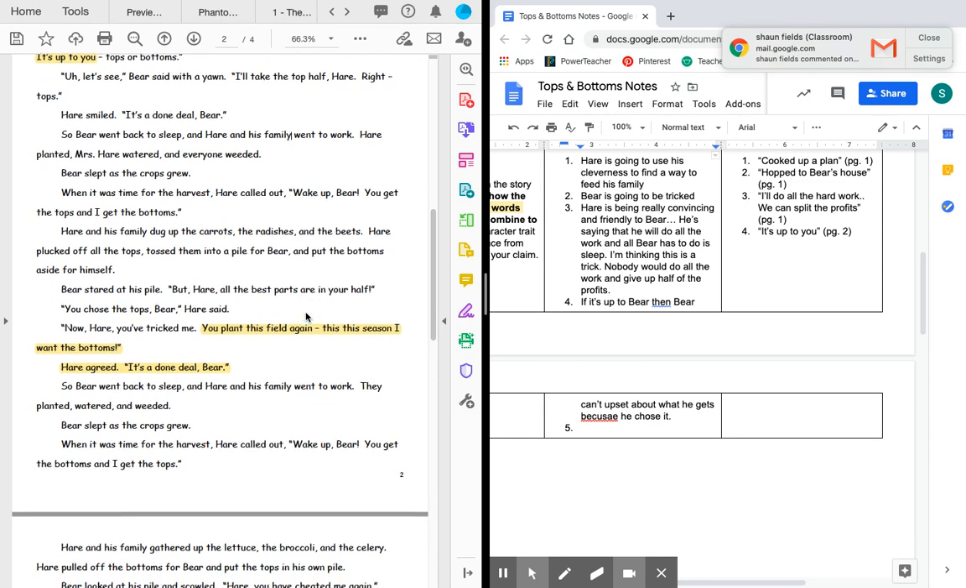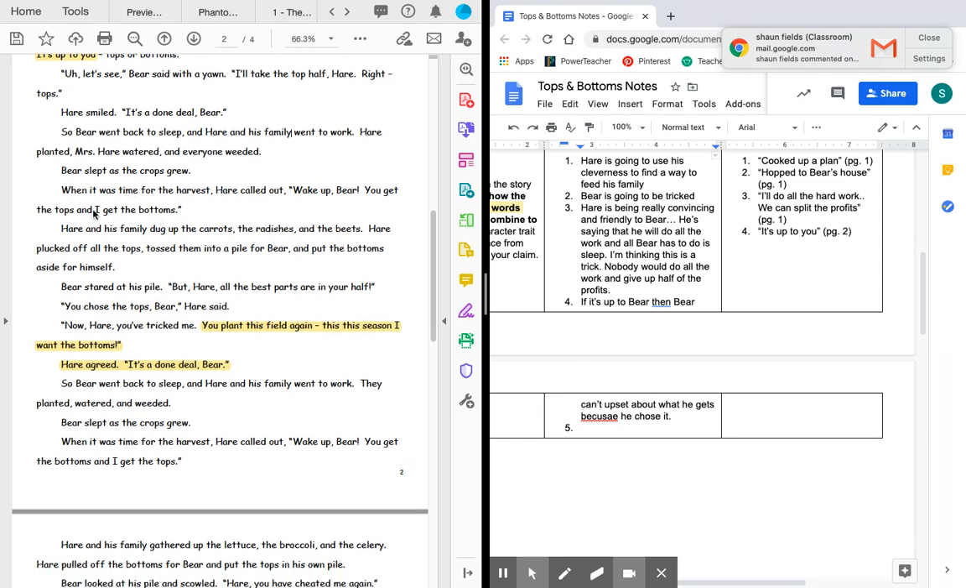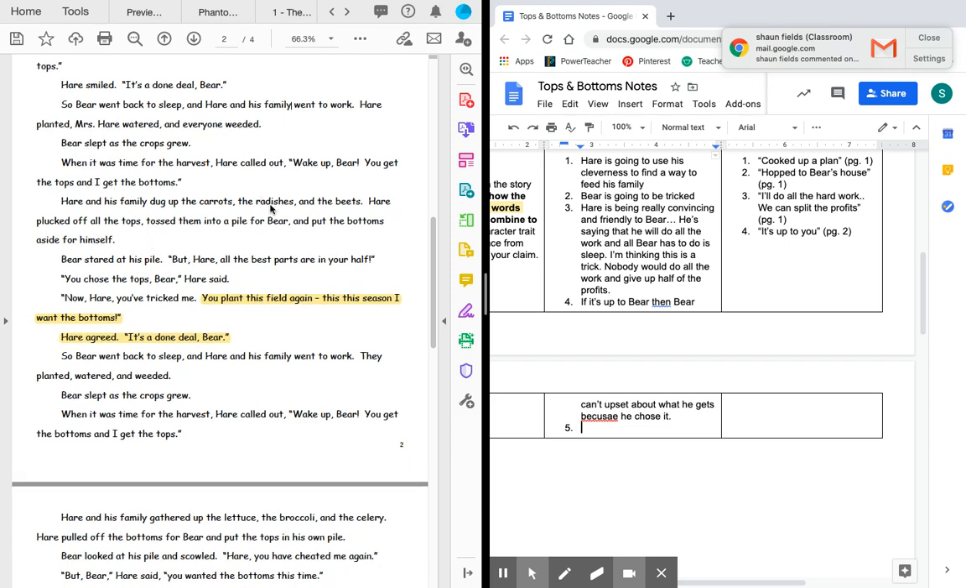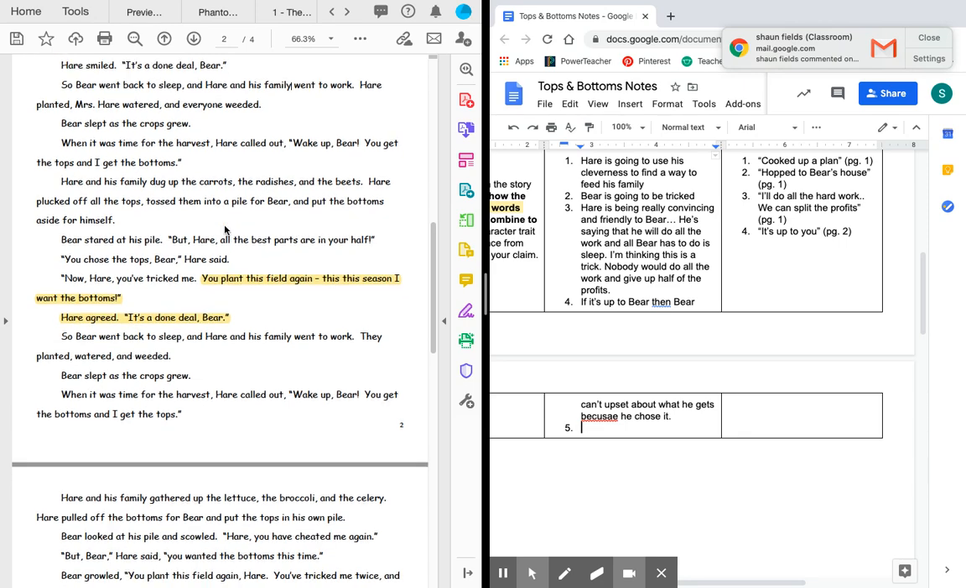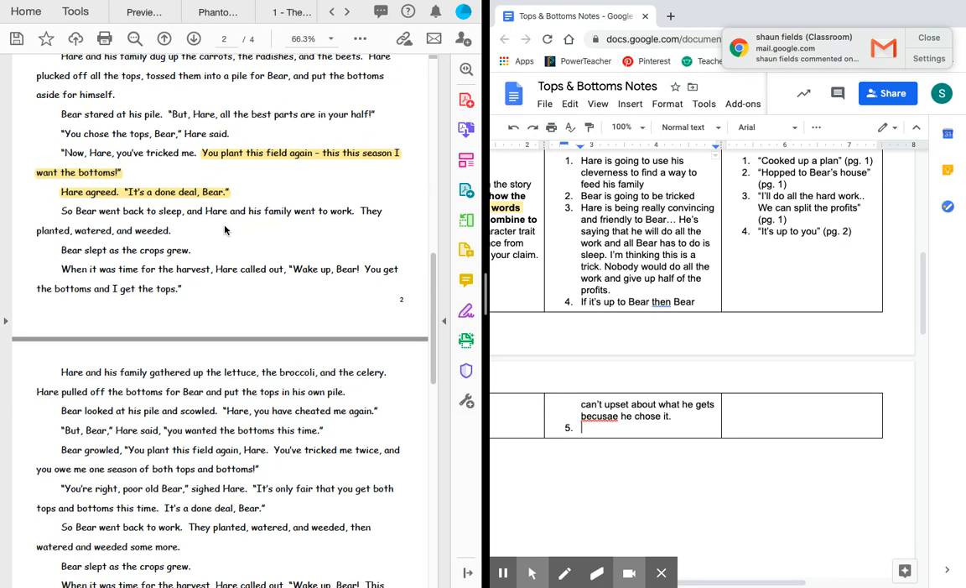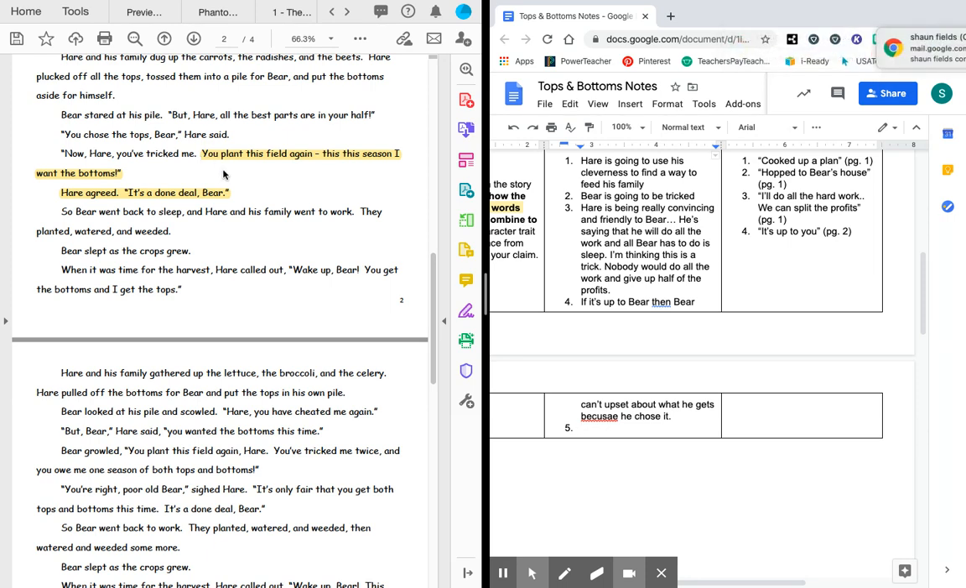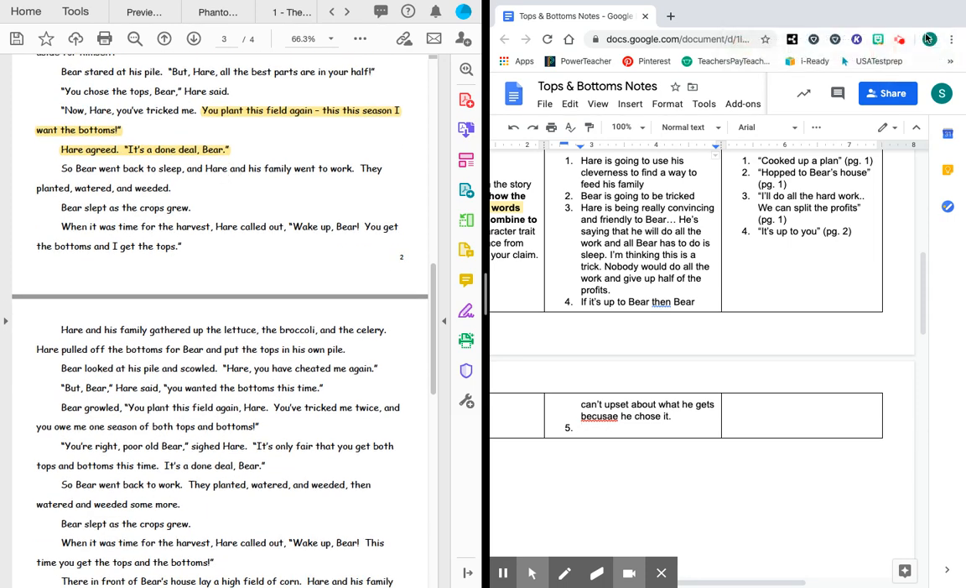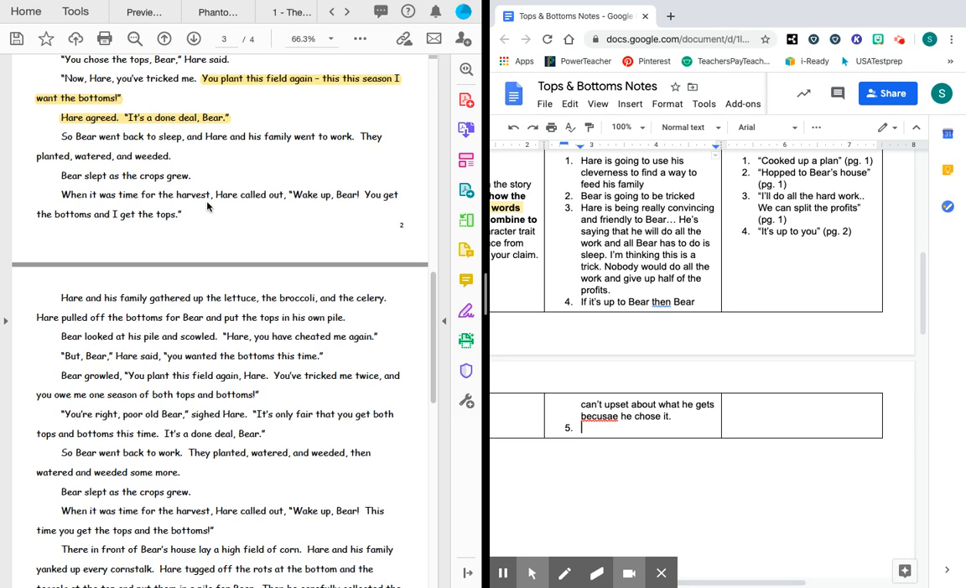All right, so then we have he grows, Bear gets the tops. Yep, Bear gets the tops and Hare gets the bottoms. They dug up carrots and things, so the bottoms are the best part. And then Bear says, you plant this field again. This season, I want the bottoms. And Hare says, okay, it's a deal.